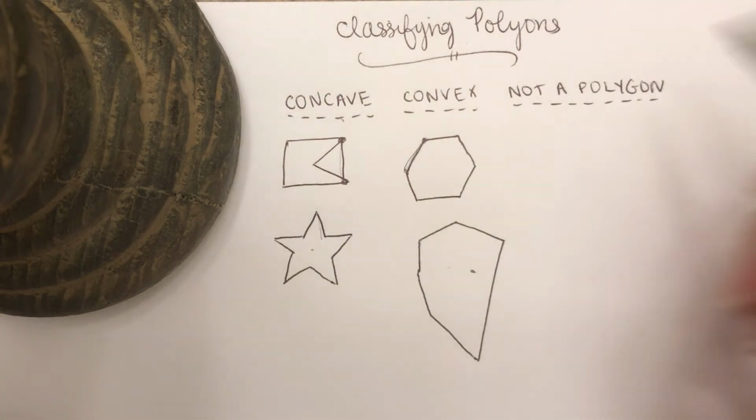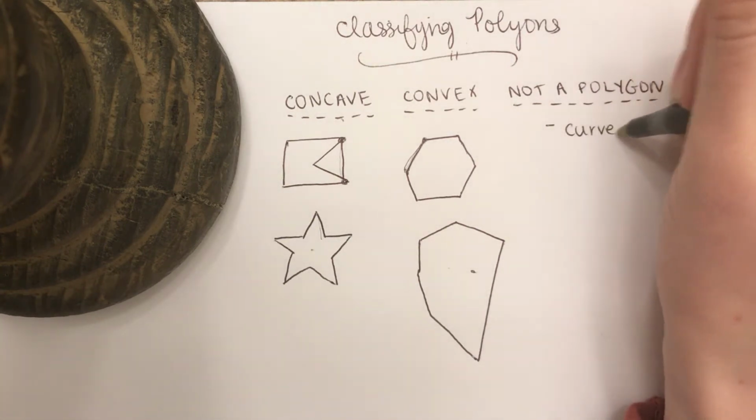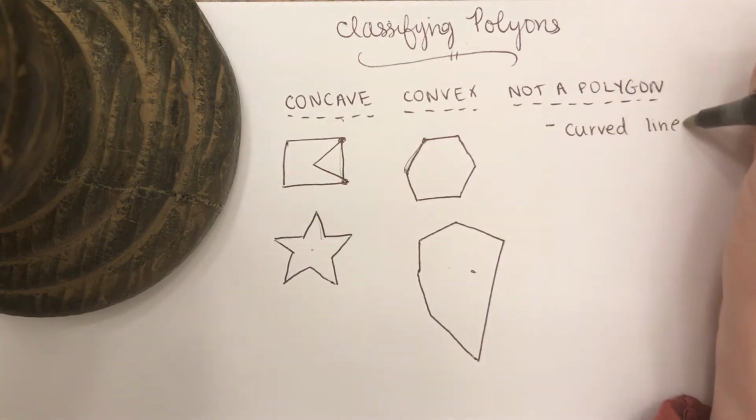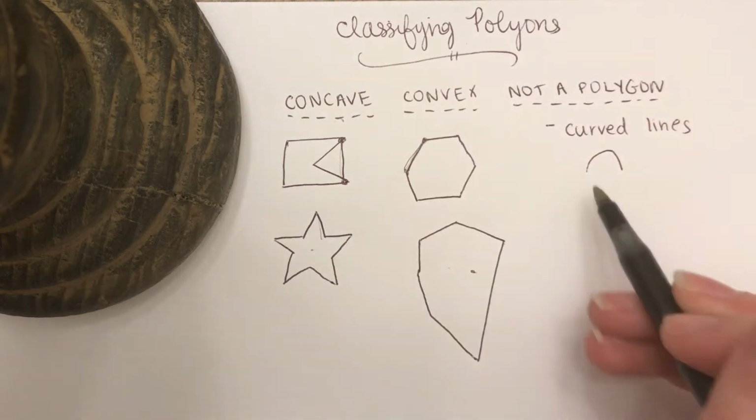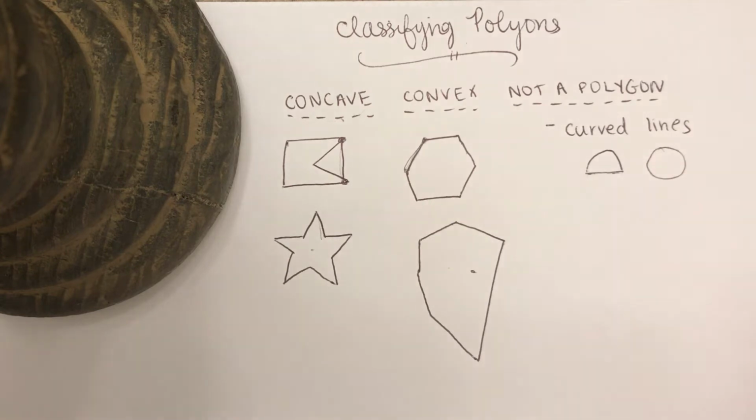And then lastly, let's look at what makes a shape not a polygon. One of those is curved lines. So if your shape has any curved lines, whether just one part is curved and then a straight line, or if it's a circle, both of these are not polygons.